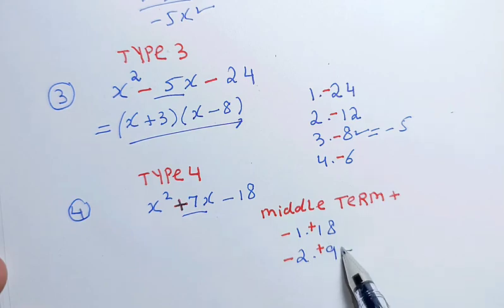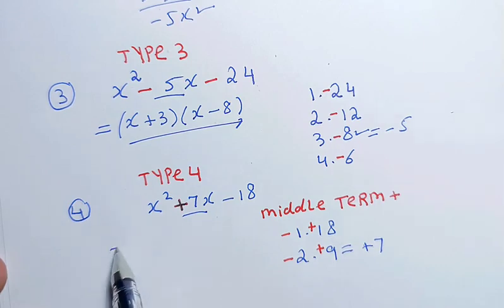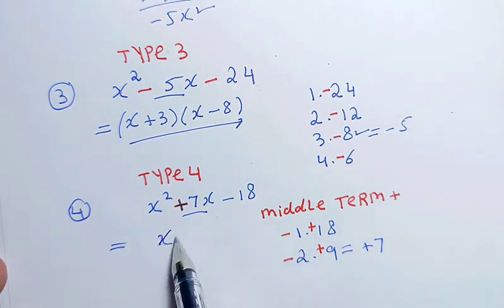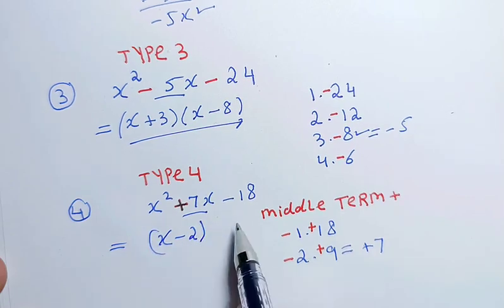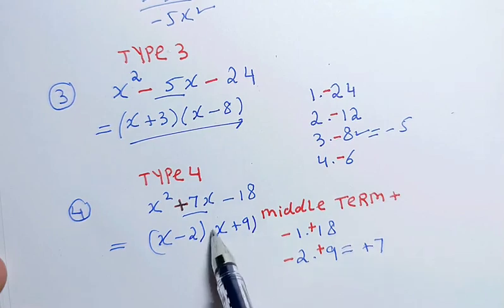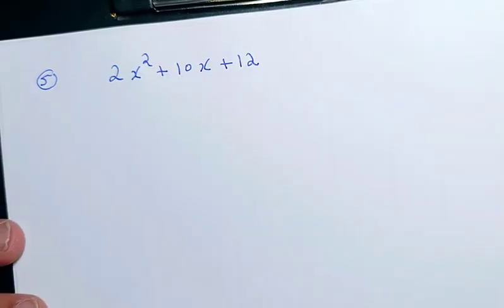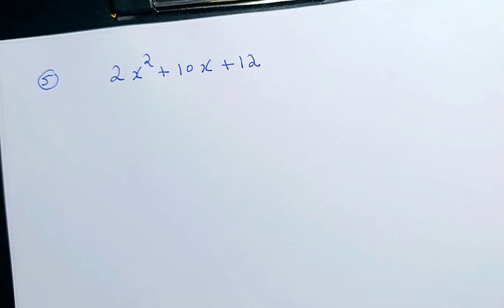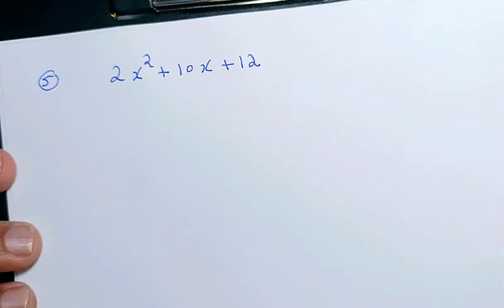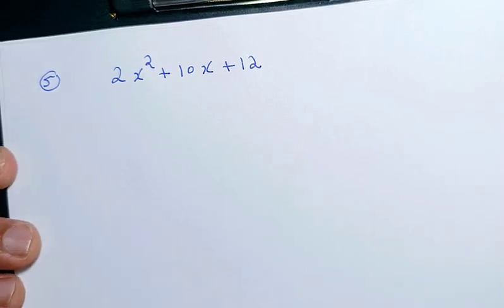So these two are going to work. Minus 2 plus 9 is going to be plus 7. So these are my factors. So x minus 2 times x plus 9. This is my final answer. Now we're going to do more practice of these questions. Remember, I showed you all 4 types of factorization. Now we are going to do mixed questions, and this is question 5.